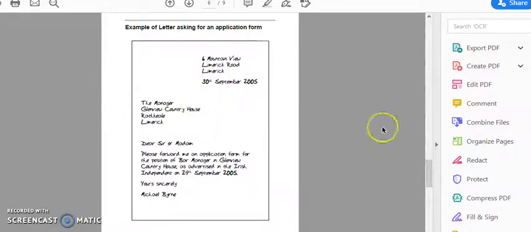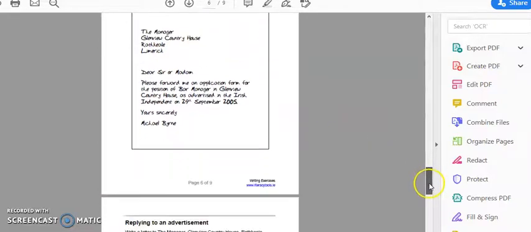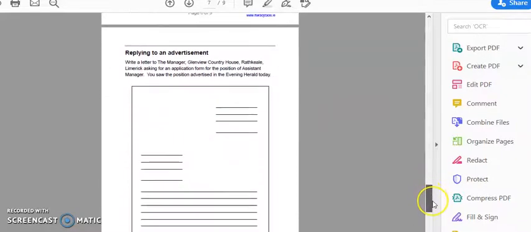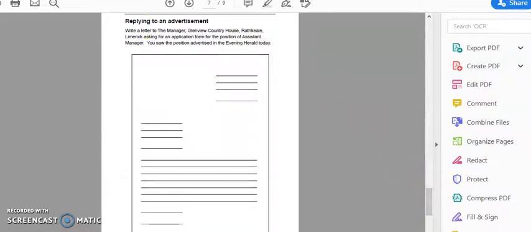Here's another example asking for an application form. So again, they've put their own address on the right hand side, date underneath, on the left hand side the address of the company that they're writing to. And again down here, replying to an advertisement. So again, it's just an example, an exercise you could try.